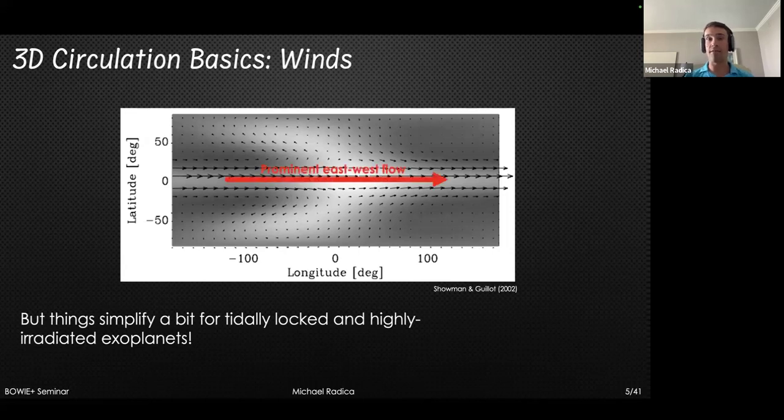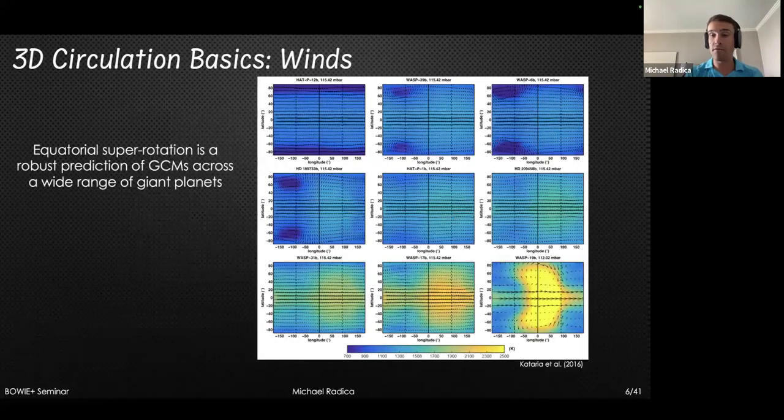One of the major things that we have here is a prominent east-west flow, right? So heat being recirculated from that permanent day side around to the permanent night side around the equator. And we have much less day-night heat recirculation. So that's just a general flow from the day side to the night side, as opposed to directly with that so-called equatorial jet. And this is a very robust prediction of GCMs across a wide range of planetary temperatures.